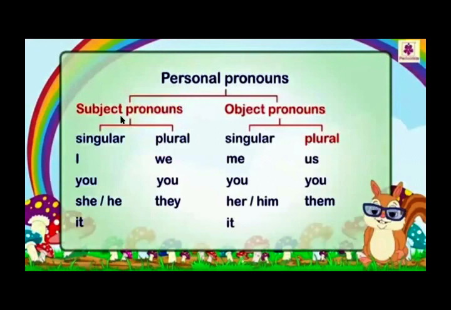Okay, personal pronouns, which are the most common pronouns, and they have subjective forms and objective forms, as well as singular and plural. I, you, she, he, and it are singular, and we, you, they are plural. These are their subjective forms, and these are their objective forms when we use them as an object in the sentence. So singular are I, me, you, she, her, he, him, it, and plural, we, us, you, and they, them. And personal pronouns you know very well.